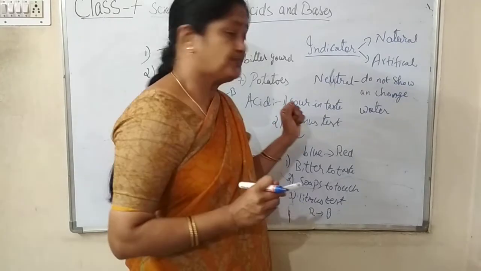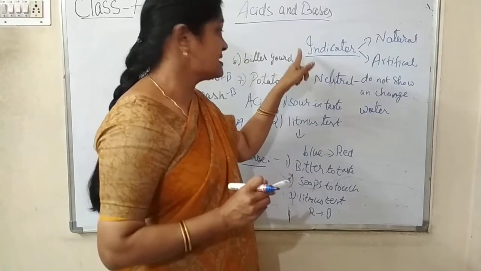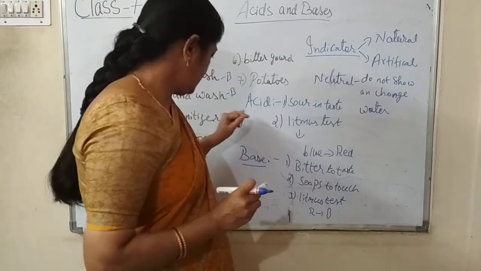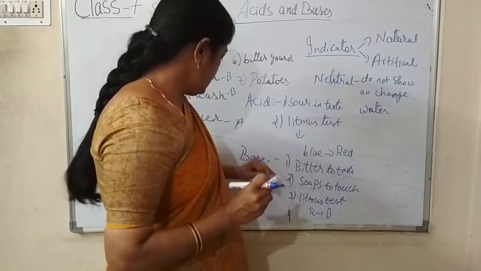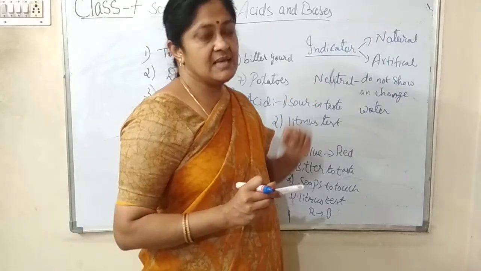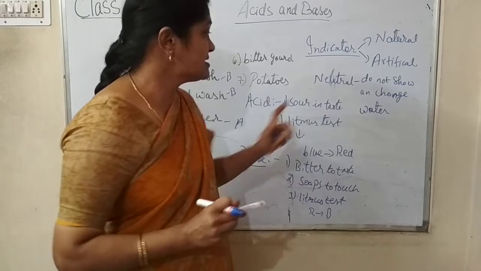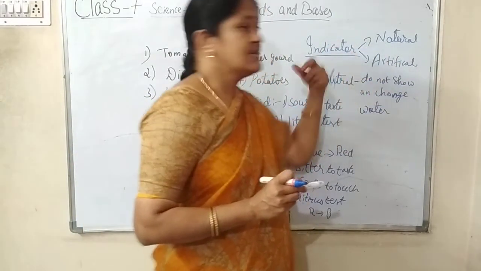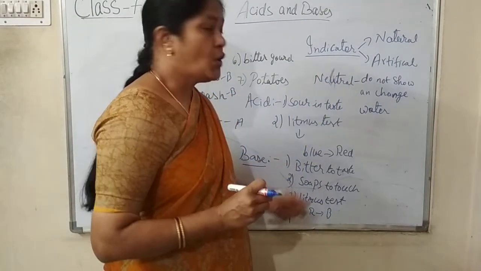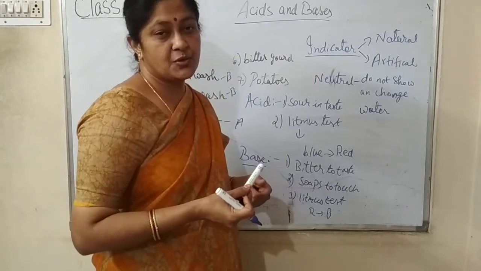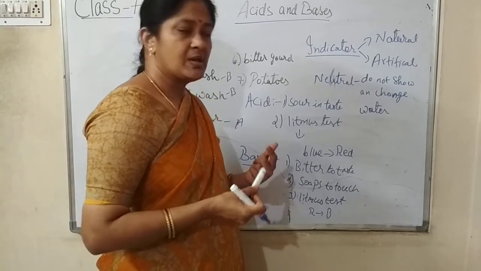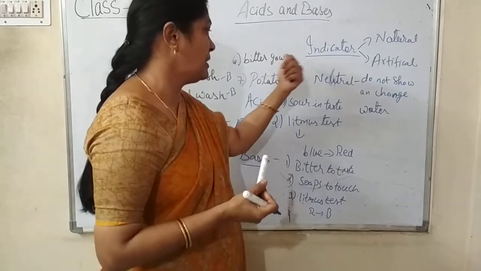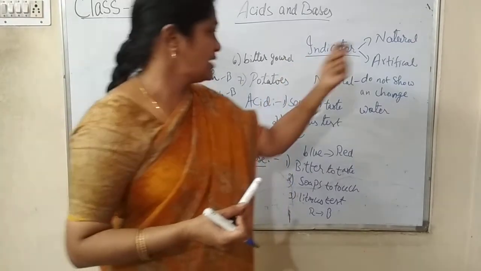And they are indicators. What are indicators? Substances which are used to test whether a particular thing is an acid or a base are called indicators. We have two types of indicators: natural indicators and artificial indicators. What are natural indicators? Substances like litmus paper, the turmeric powder, the beetroot juice, flowers, all those come under natural indicators.